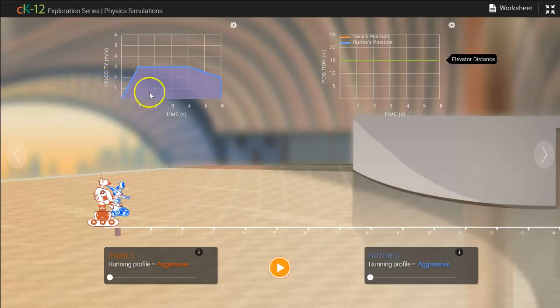Remember that in a velocity versus time graph, the slope is the acceleration. And then in our position versus time graph, remember our slope is going to be the velocity, right? So the slope over here is acceleration. The slope over here is our velocity. Okay, so let's see what happens when we click play and these 2 robots race to the elevator.